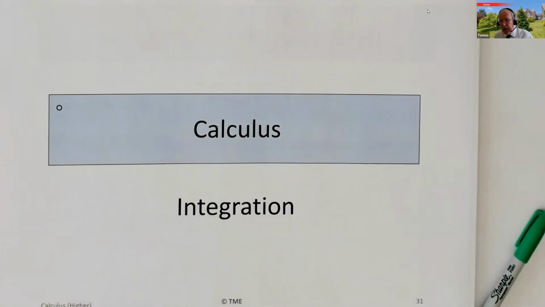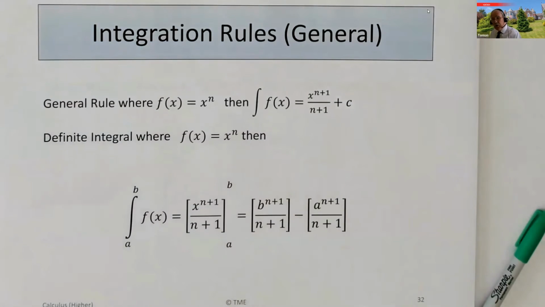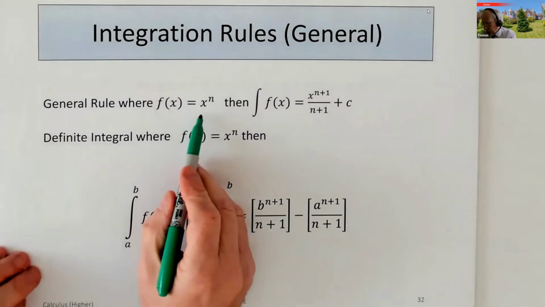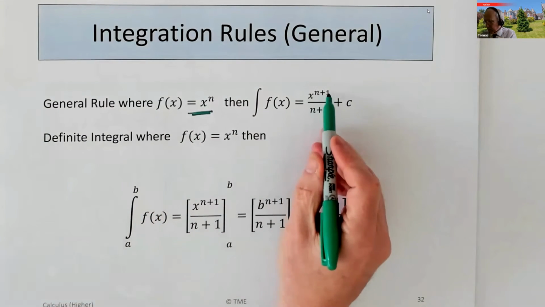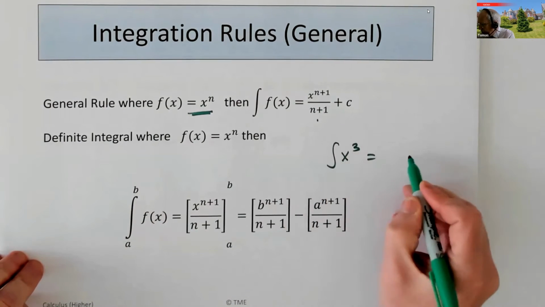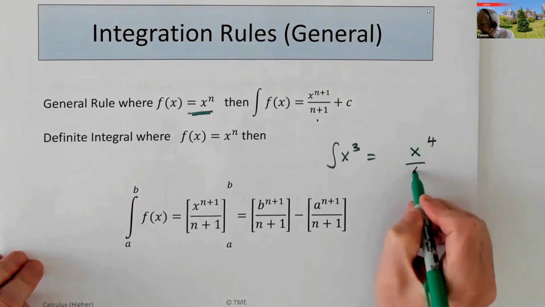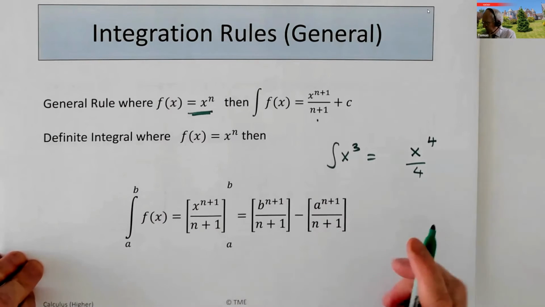Okay, now back to calculus and integration. We're going to use very much the same approach as we did on differentiation. We're going to lean on the exam tables. The general rule for integration is that if you integrate x to the n, you go up a number and divide. So if you integrate x cubed, you go up 1 and divide by 4. Whereas before, you would have come down and multiplied.